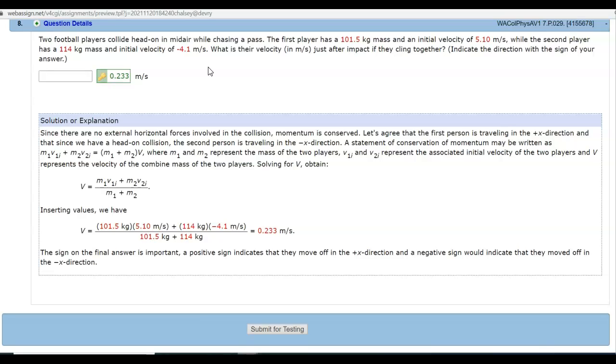First player has 101.5 kilogram mass and an initial velocity of 5.1 meters per second, while the second player has a 114 kilogram mass and an initial velocity of negative 4.1 meters per second. That just means it's in the opposite direction. What is their velocity just after the impact if they cling together? Indicate the direction with the sign of your answer.